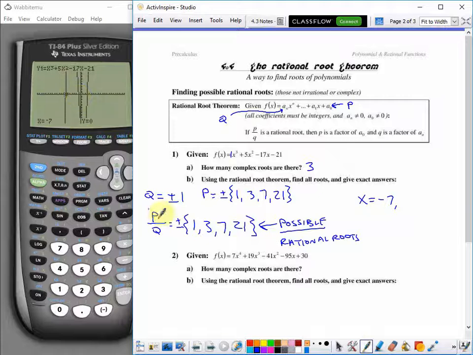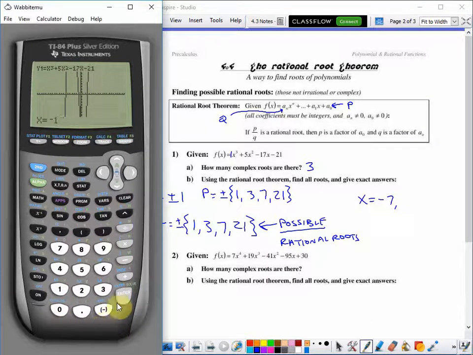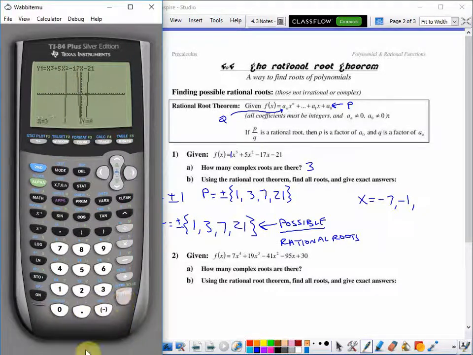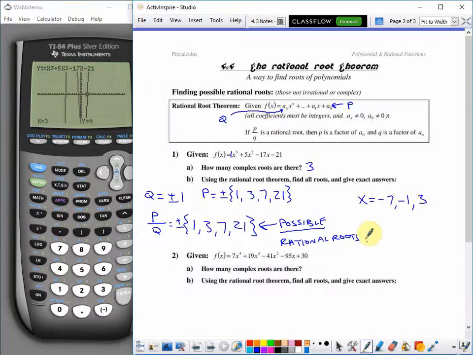This one looks like maybe negative 1. So negative 1 also gives me an output of 0. So that's one of my roots. And that one looks like it's probably 3. So trace 3, I get an output of 0. Negative 7, negative 1, and 3. I said there were going to be 3 roots because it's a degree of 3. Those are my 3 roots. I found them all on the graph.